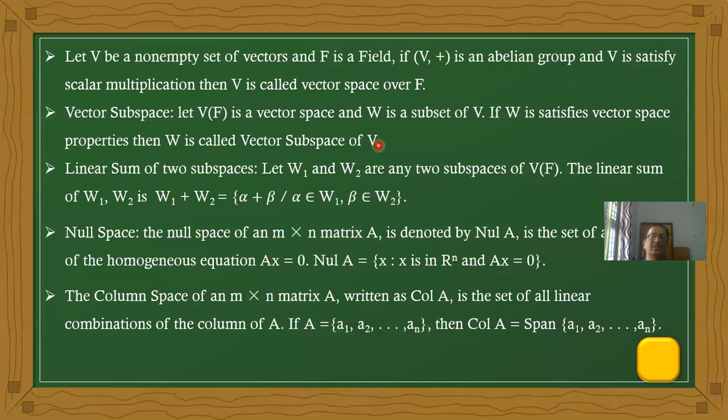And what is a linear sum? W1, W2 are any two subspaces of V of F. The linear sum of W1 and W2 we express as W1 plus W2. Every vector of W1 plus W2 is in the form alpha plus beta, where alpha belongs to W1 and beta belongs to W2. That is the condition.